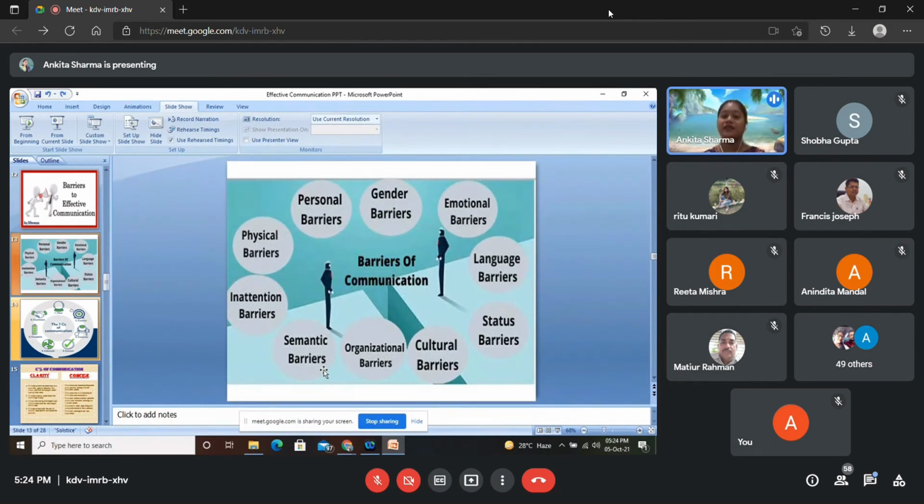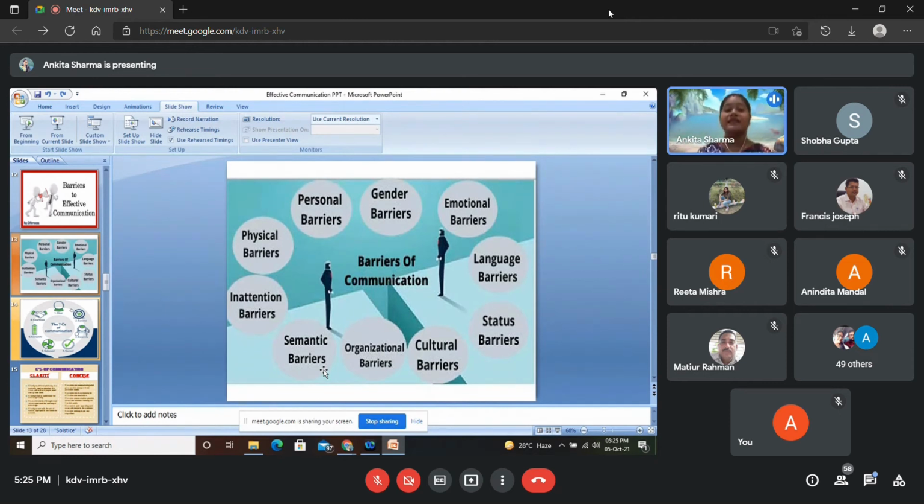Now next is semantic barriers. What is semantic barrier? This is a misunderstanding barrier. Sometimes we misunderstand some words. If I say there are a lot of cranes in the park, you would definitely understand that a crane is a vehicle, and the park is full of vehicles. But a crane is also a kind of bird. So semantic barrier is one such barrier where we misunderstand words. The words may be homophonic words in which we do not understand the context of the sentence.